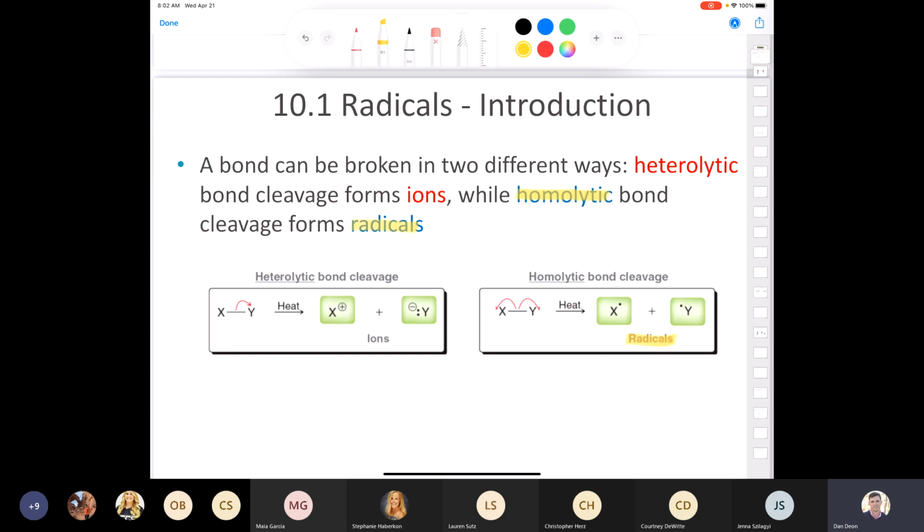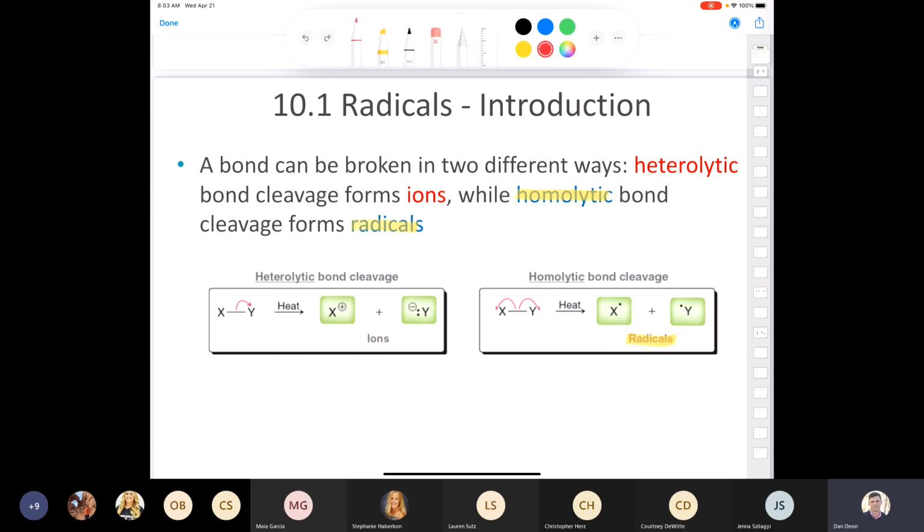You see a big difference between these two reactions, not only in the formation of ions versus radicals, but we see that when we do the heterolytic bond cleavage, we have the movement of 2 electrons, as represented by our double barbed arrow. And here we have 2 arrows that each represent the movement of 1 electron. For that, we use what's called a fishhook arrow.